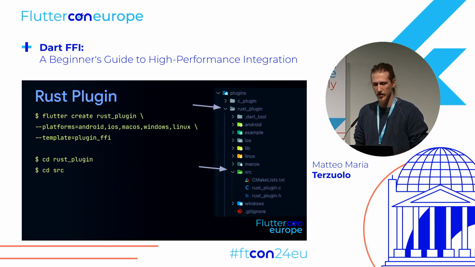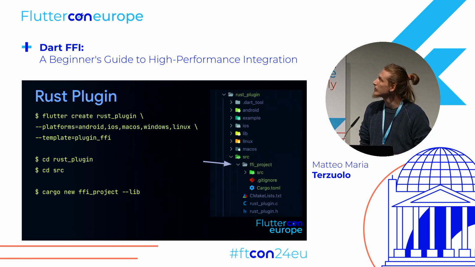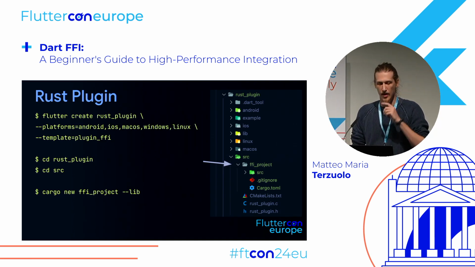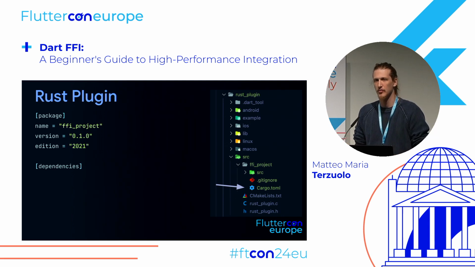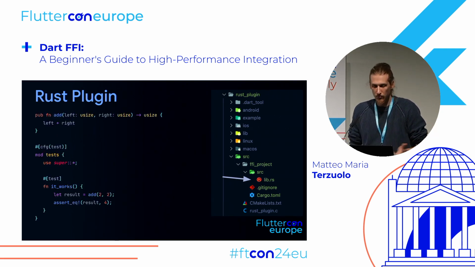I go inside my SRC folder, but this time I need to create my personal Rust project, okay? So I run cargo new ffi_project with the flag lib, and inside my cargo.toml file, which is like the pubspec, okay? Under the lib section, I added this crate-type, which is going to tell Rust that I want a C dynamic library, okay? And like before, I have this pre-generated file with an add function.